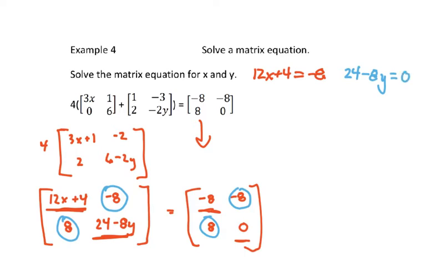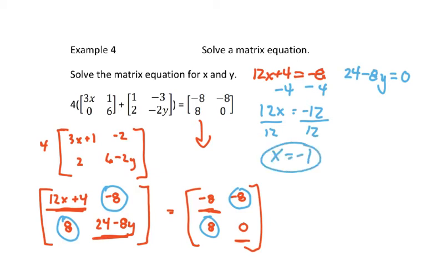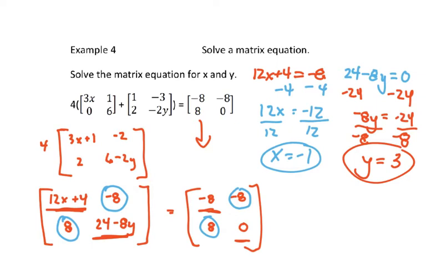So we're going to solve those equations. Minus 4, 12x equals negative 12. And divide by 12, x equals negative 1. That's our first variable. Whoops, did that in the wrong color, so we'll just switch over. Subtract 24. Negative 8y equals negative 24. Divide by negative 8, y equals positive 3. And that is where we wrap up that problem.